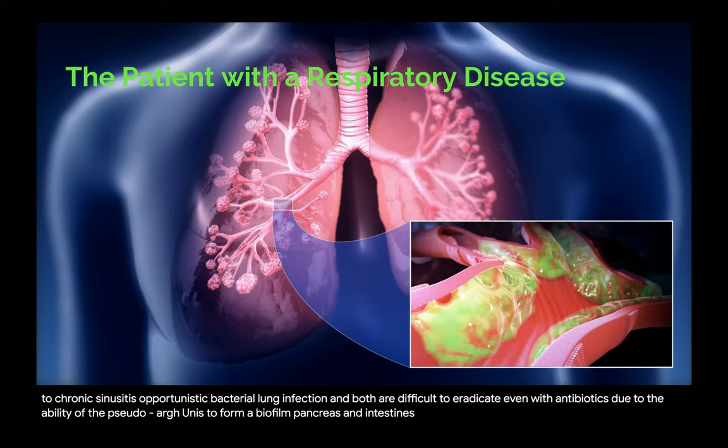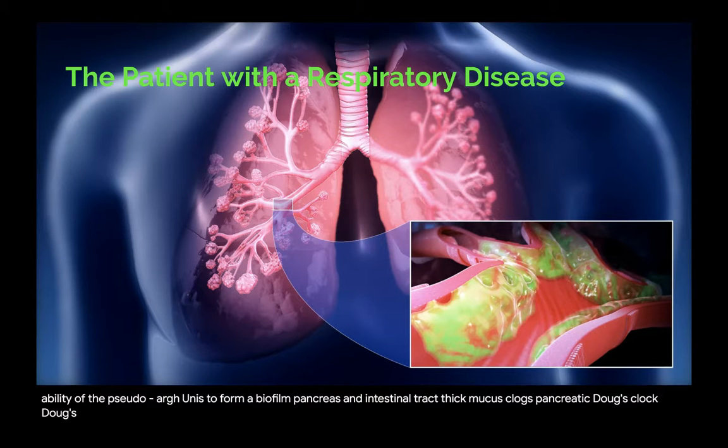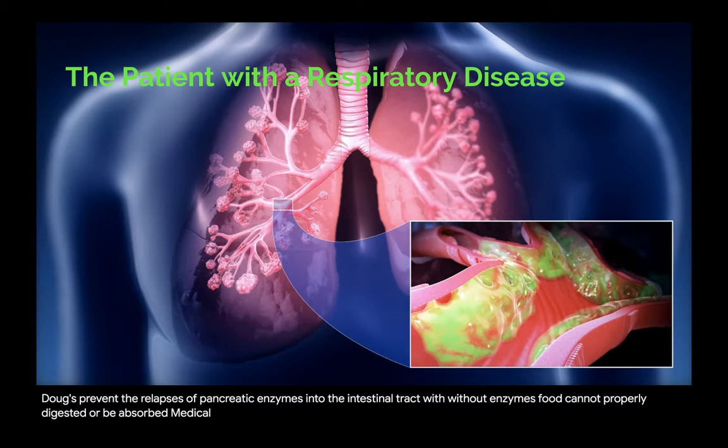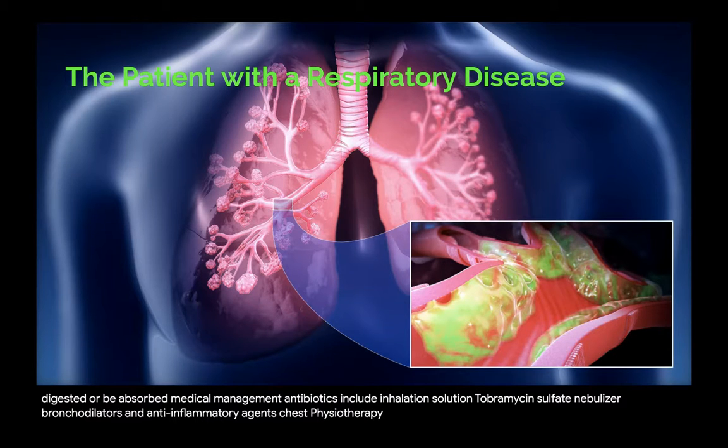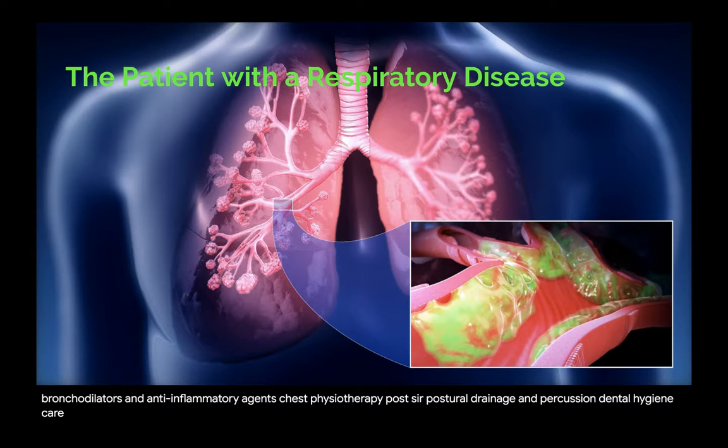Pancreas and intestinal tract: thick mucus clogs pancreatic ducts. Clogged ducts prevent the release of pancreatic enzymes into the intestinal tract. Without enzymes, food cannot be properly digested or absorbed. Medical management: antibiotics include inhalation solution, tobramycin sulfate nebulizer, bronchodilators, and anti-inflammatory agents. Chest physiotherapy, postural drainage, and percussion. Dental hygiene care: oral manifestations.